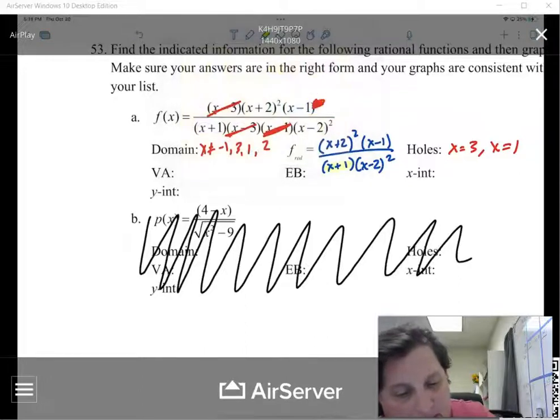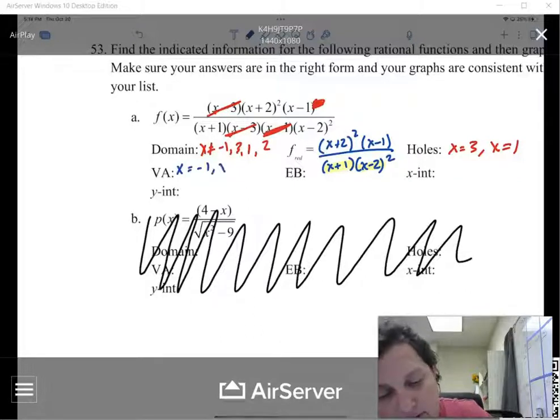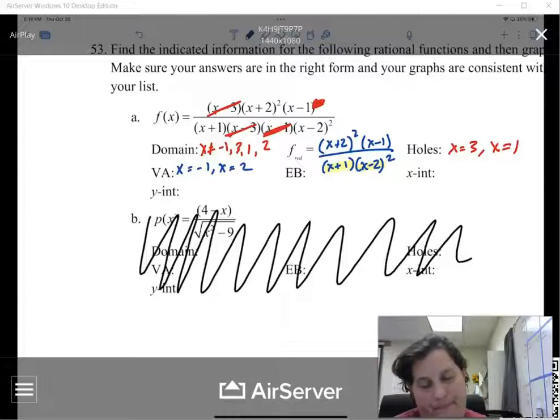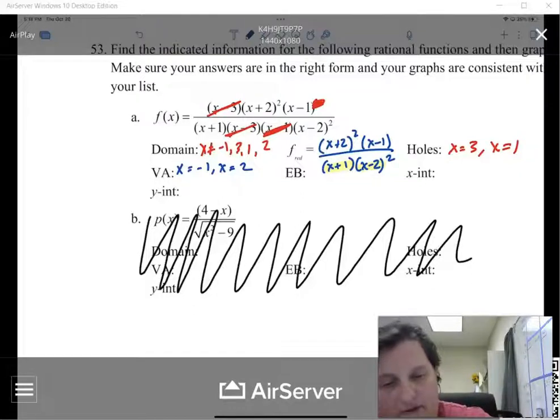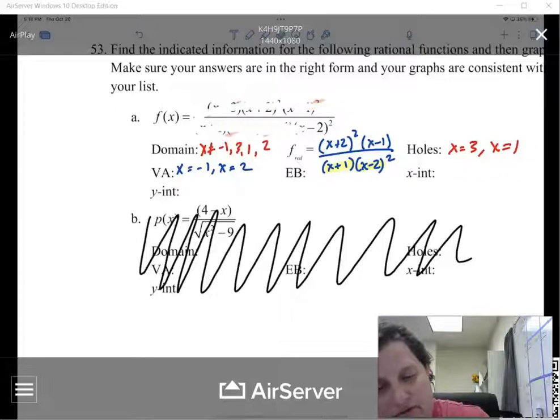The stuff that's left on the bottom now, these are asymptotes. So my vertical asymptotes are at -1 and +2. Okay? And I want to talk about end behavior. Now, you can either go from this original problem or from the reduced one. But let's go ahead and say I'm going to go from the original problem.